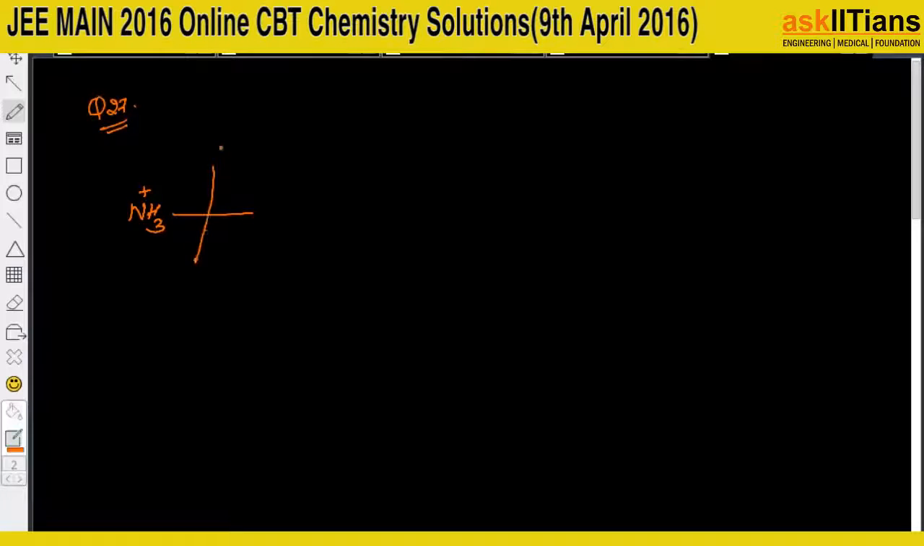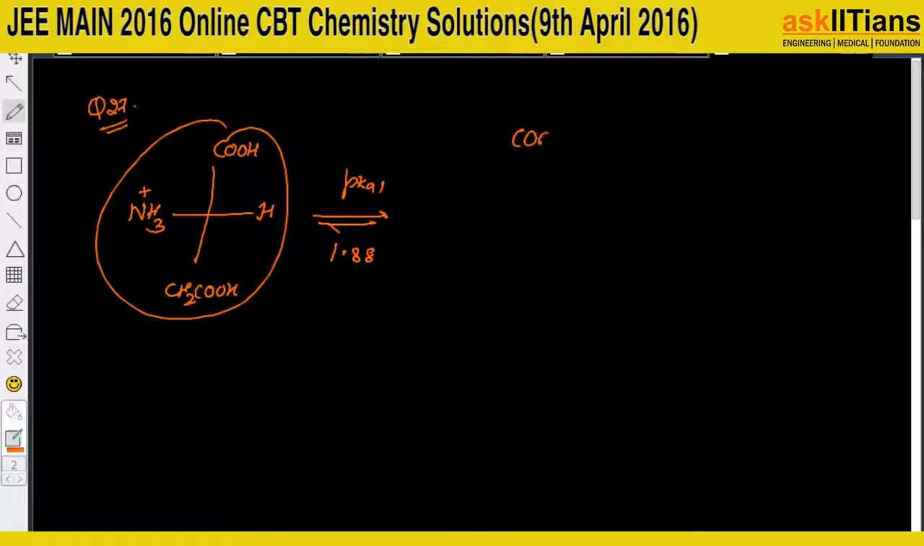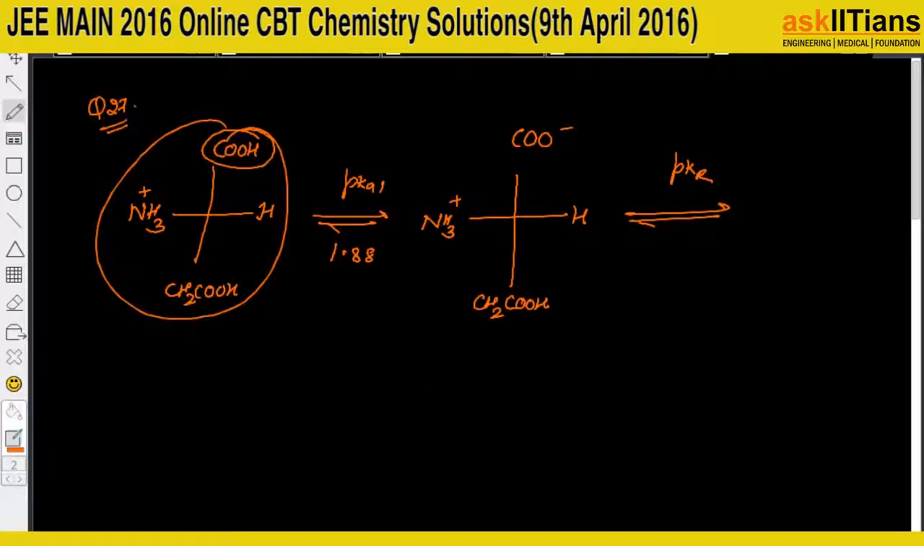First is NH3 positive, you have COOH, you have CH2COOH, and this is H. The pKa1 of this is written as 1.88, where this is going to act as an acidic species. It becomes COO minus. This is there as NH3 plus, this is there as H, and this is there as CH2COOH. That means it is acting with the first acidic proton. Then we have been given the pKR value here, and this pKR value is given to be 3.65, and this is given to us as COO minus.